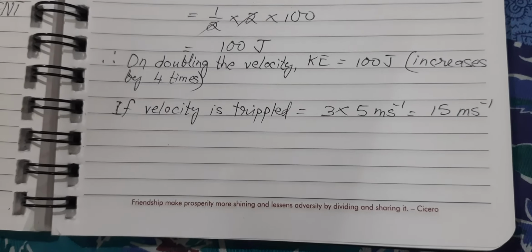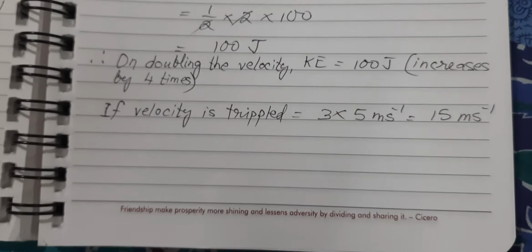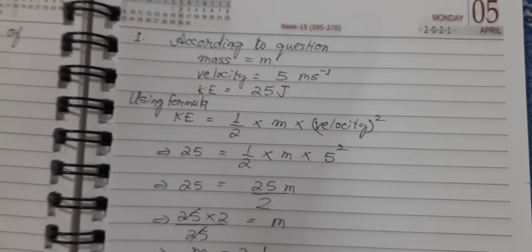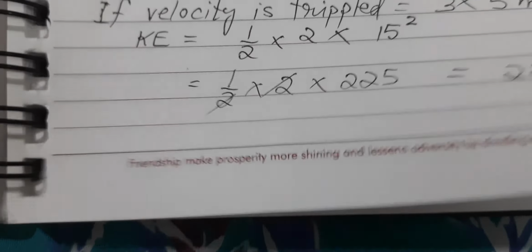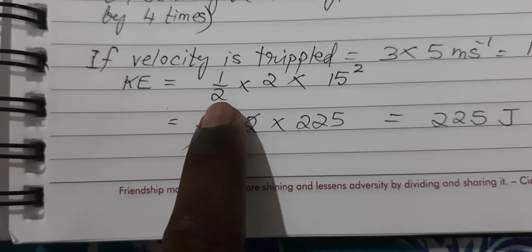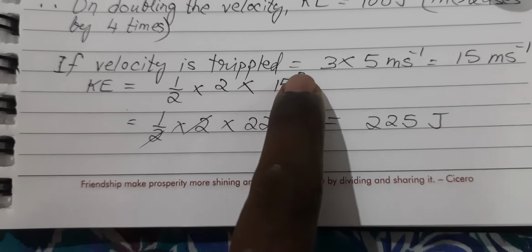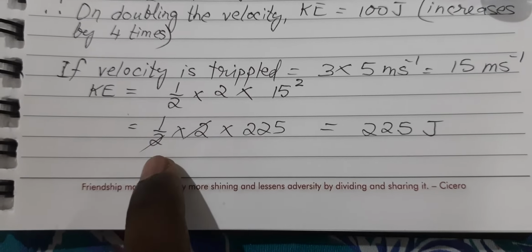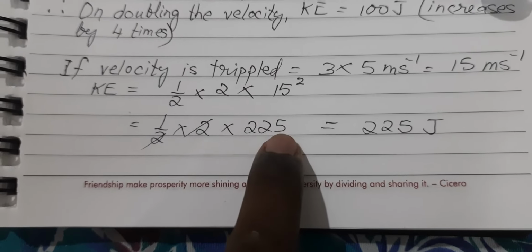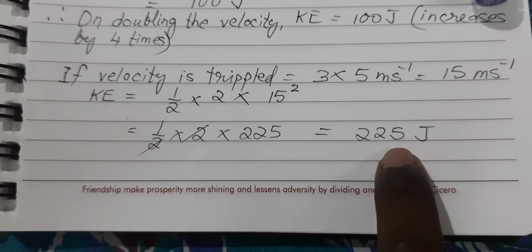So now let us find, if the velocity now becomes 15 meters per second, tripled, and the mass is 2 kg, what will be the kinetic energy? Let's use the same formula. Which formula? Kinetic energy equals half into mass into velocity square. So here is the calculation for us. Half into mass, that is 2 kg, into square of velocity. Velocity is 15 meters per second. So square of 15 is 225. 15 into 15 is 225. And 2 and 2 cancel each other out. So 225 into 1 is 225. So our kinetic energy is now 225.